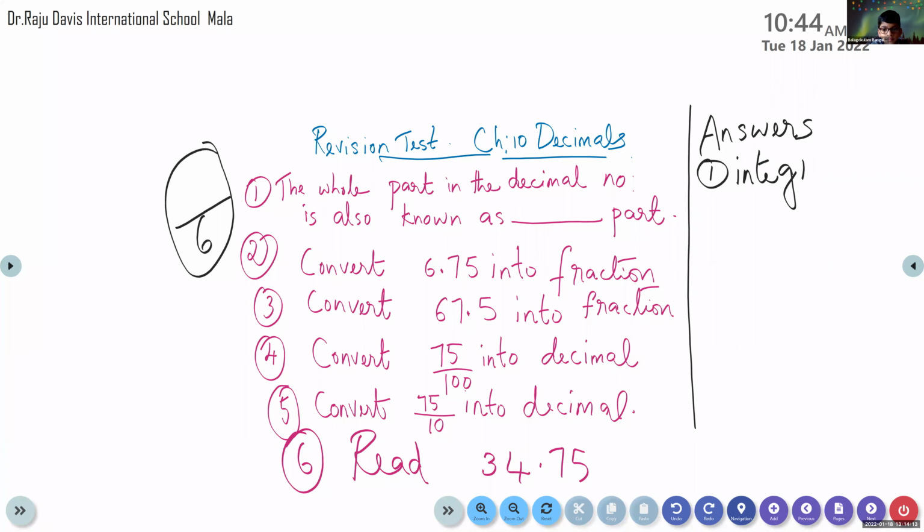Integral part. The whole number is also known as the integral part. Look at the spelling: integral part. So here you can write integral part. If your answer is correct, you can put the tick mark, and that is a 1 mark question. And next one.